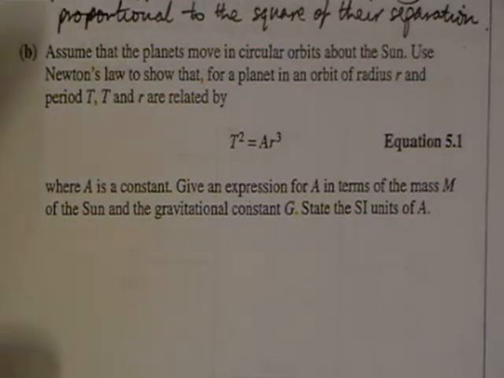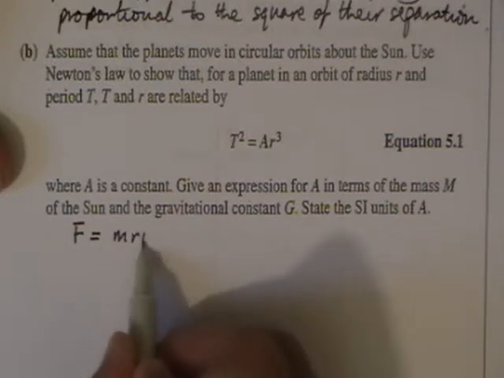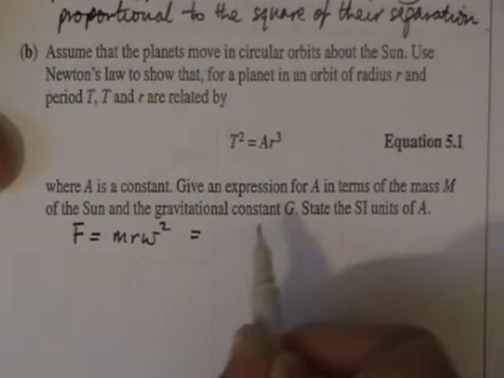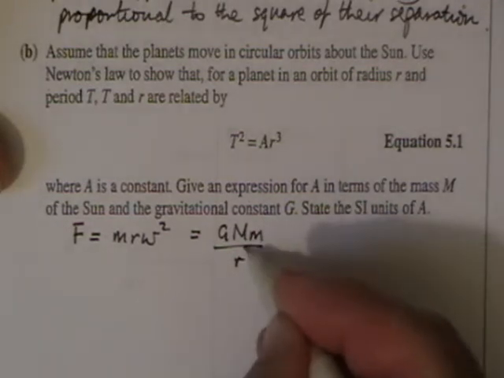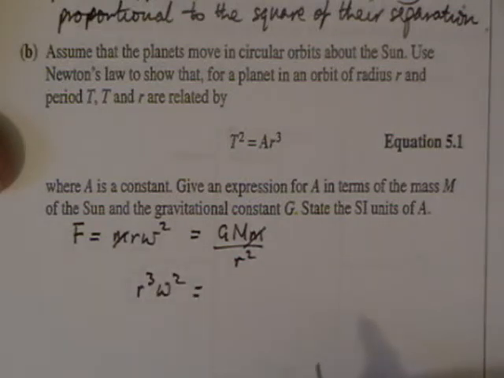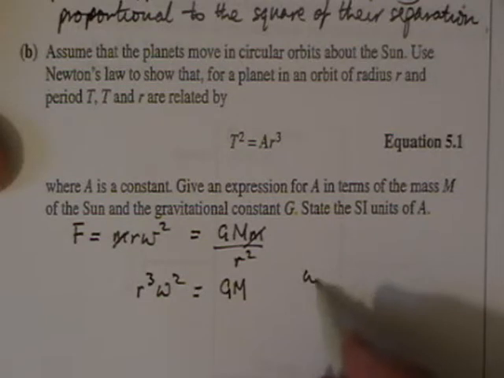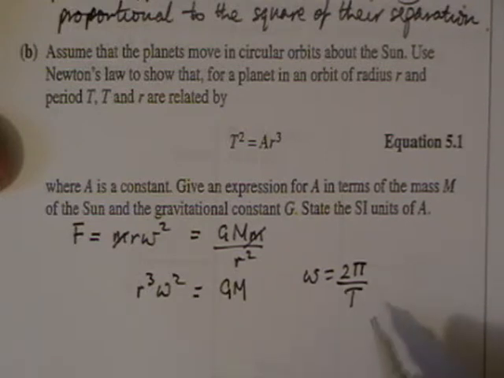First of all, we have to say that there's a centripetal force F equal to mrω squared, and that is equal to GMm over r squared. That m is going to cancel out, so we're left with r cubed ω squared equal to GM. Now I've got the r cubed that I'm looking for, so I need to get T into this somehow. So the next thing we need to say is that ω equals 2π over T, or T equals 2π over ω, whichever way you want to give that.